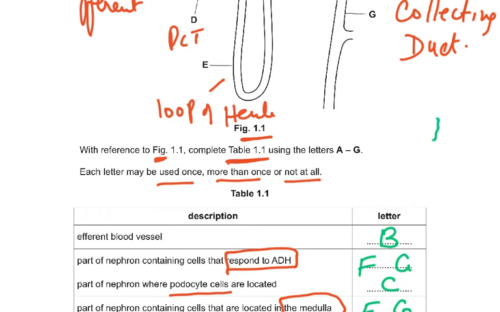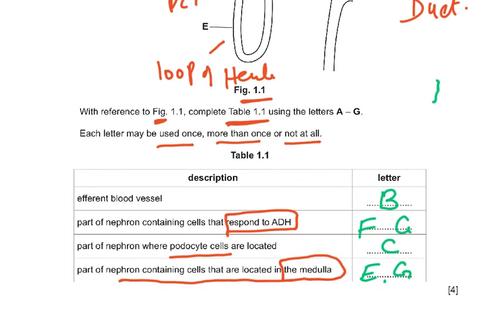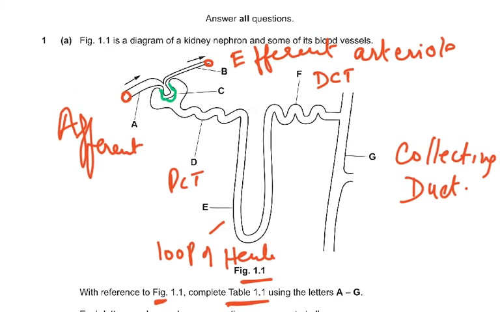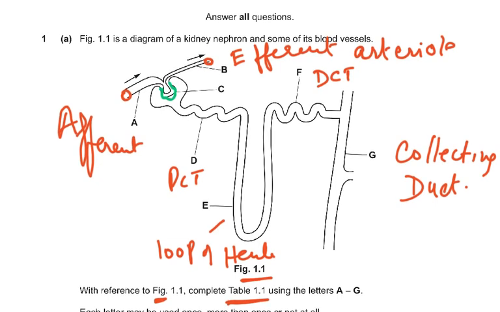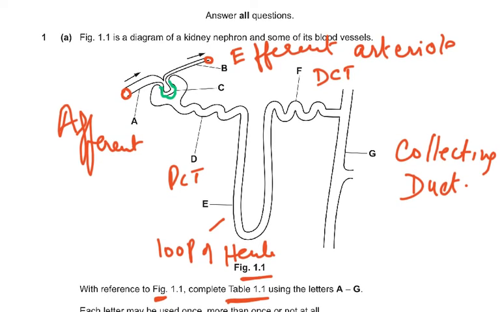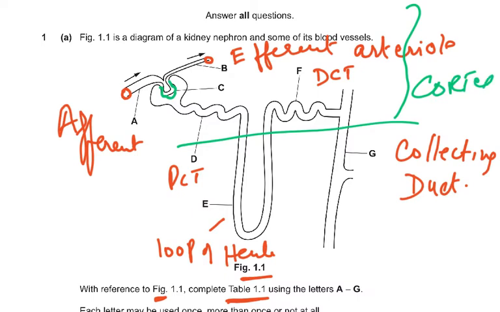I've discussed this in one of my videos as well. And then the part of the nephron containing cells that are located in the medulla. Now, as I told you, the medulla is E and G. So this part of the medulla, a line passes through here. So E and G are in the medulla. This is all in the cortex, this part. This is all the cortex. And this part is all the medulla.